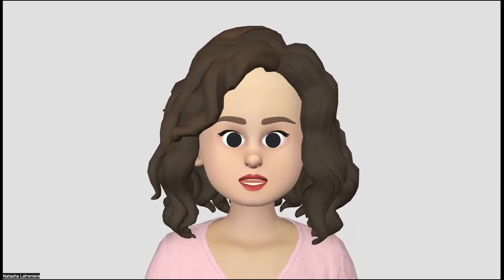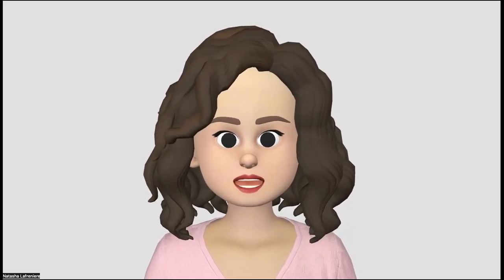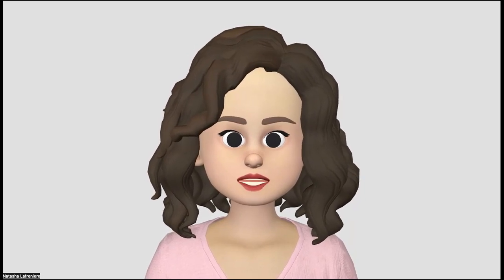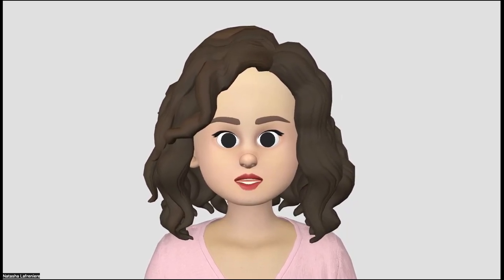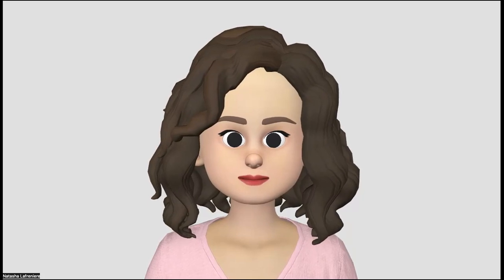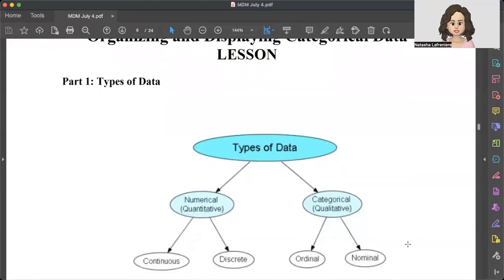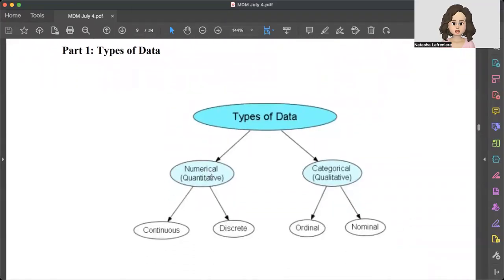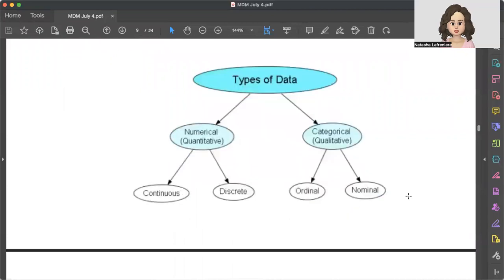Okay, so we're looking at organizing and displaying data today. Again, it's in the same work package that you've got. So I will share it here. We have different types of data. We've got numerical, so quantitative, and in categories, so qualitative.